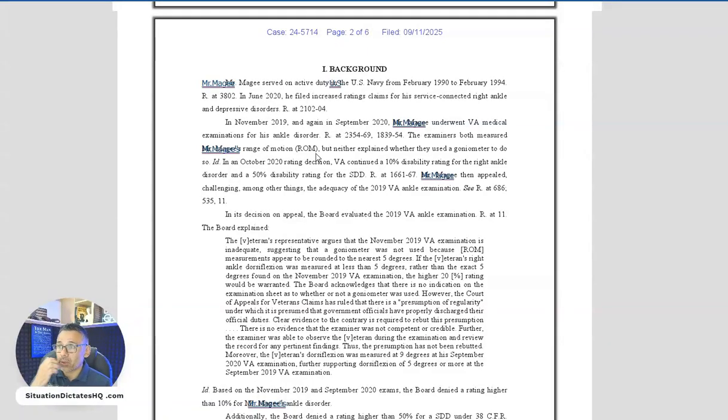It gives this background. She served on active duty in the United States Navy from 1990 to 1994. In June 2020, she filed increased rating claims for her service-connected right ankle and depressive disorders.